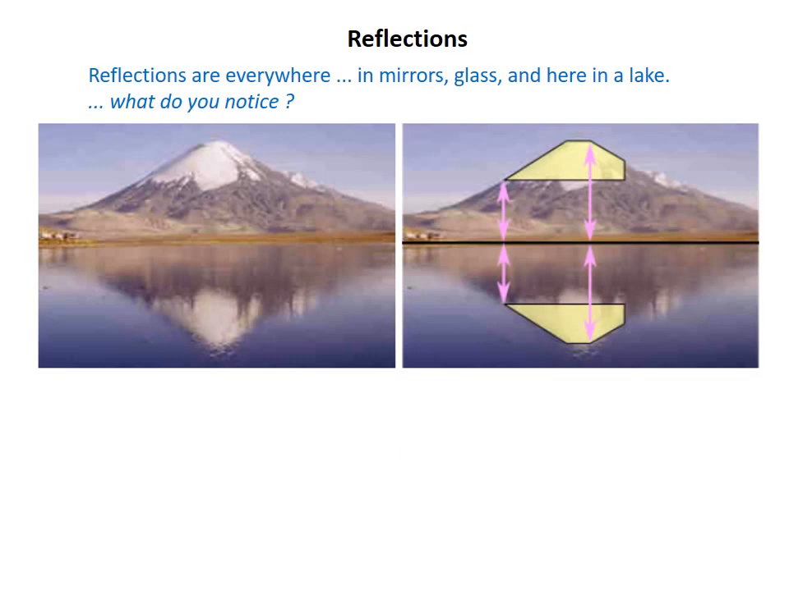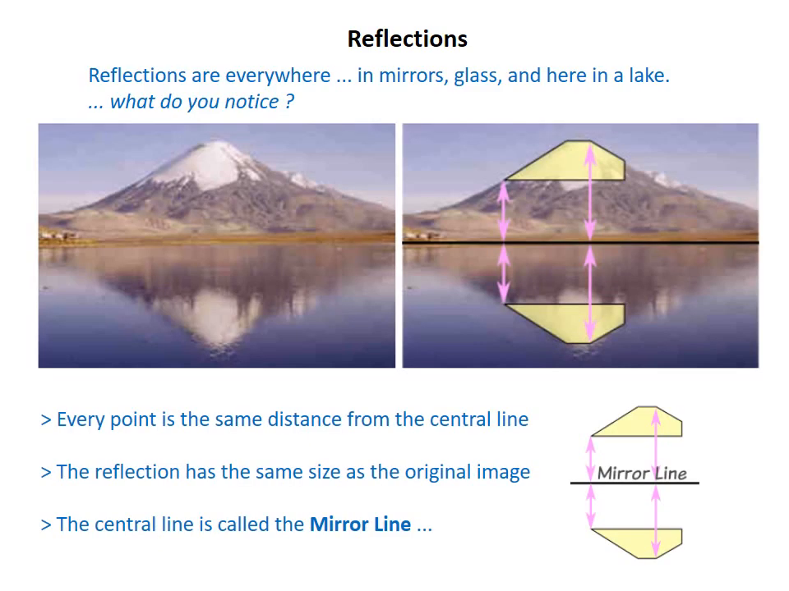We all know what reflections look like, and here is a reflection of a mountain on a lake. Now you'll notice that we've put a shape upon that mountain in order that we can have a look at the reflection. What do you notice about the reflection of that shape? Well, every point is the same distance from the centre, and the reflected shape is exactly the same size as the original image. We call that central line, in this case where the land meets the lake, the mirror line.